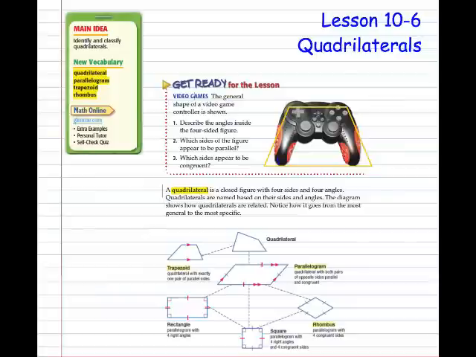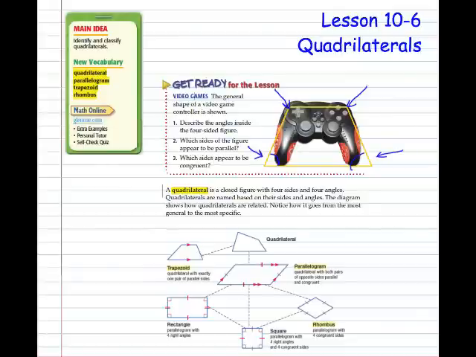This is lesson 10.6, quadrilaterals. The general shape of a video game controller is shown. Describe the angles inside the four-sided figure. Well, just eyeballing them, it would appear that this angle is congruent to this angle, and that these two angles down here are also congruent to each other.